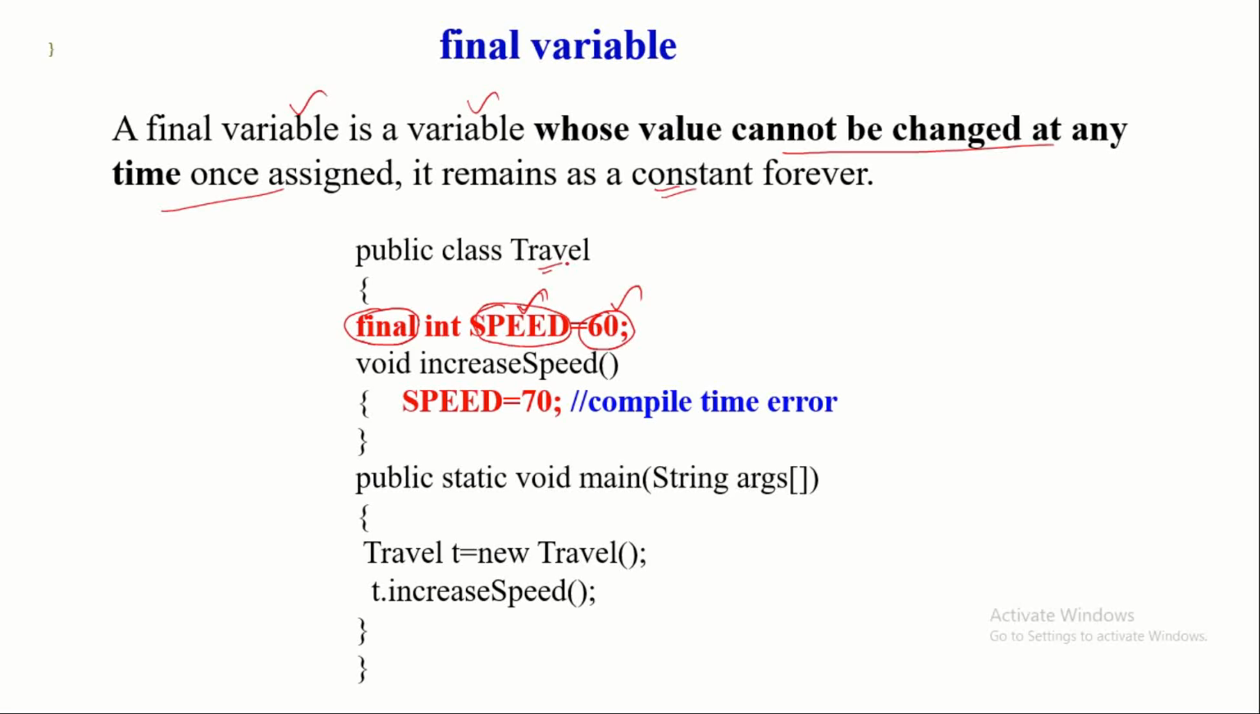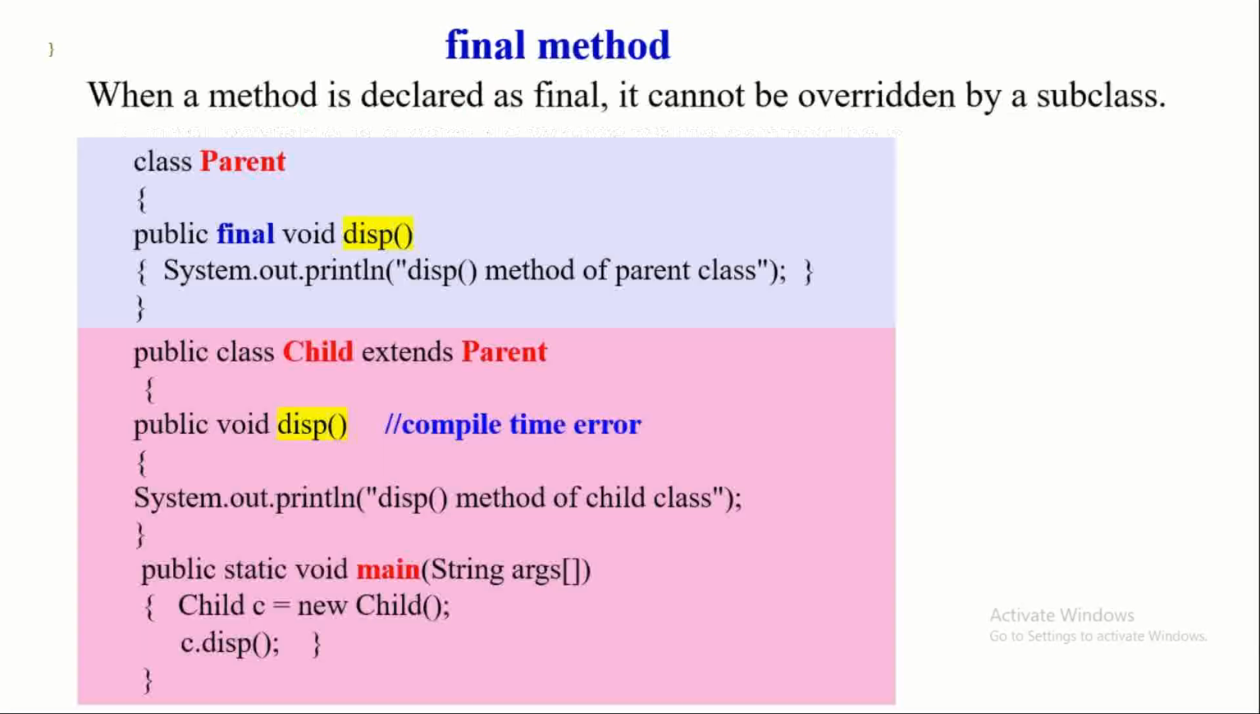Inside the class Travel, when one of its methods, increase speed, tries to change the value of the constant speed to 70, it creates a compile time error. Coming to the final method, the final keyword is used with the method in order to prevent method overriding by its subclasses. Usually a final method is included inside the base class. Here you can see one of the methods in the base class Parent is declared as final, so this method cannot be overridden by its subclasses.